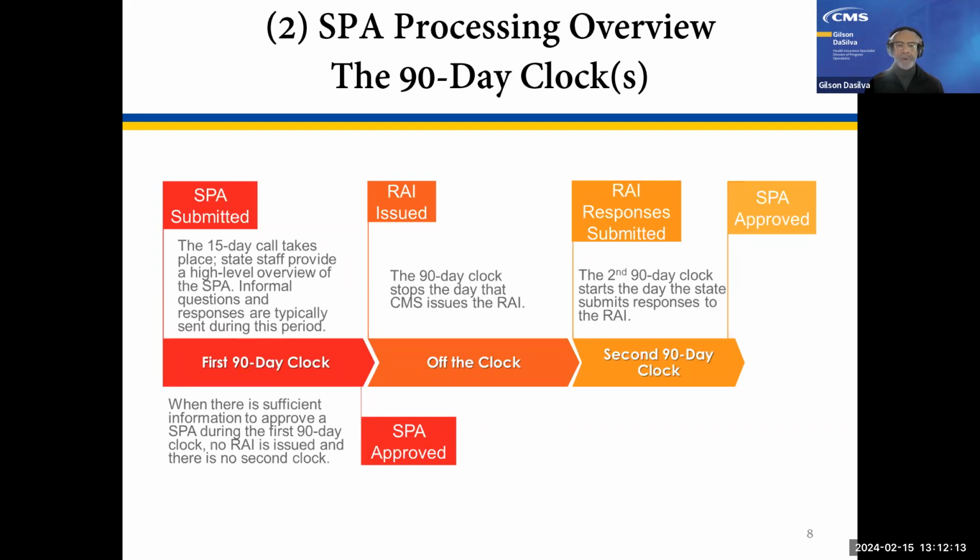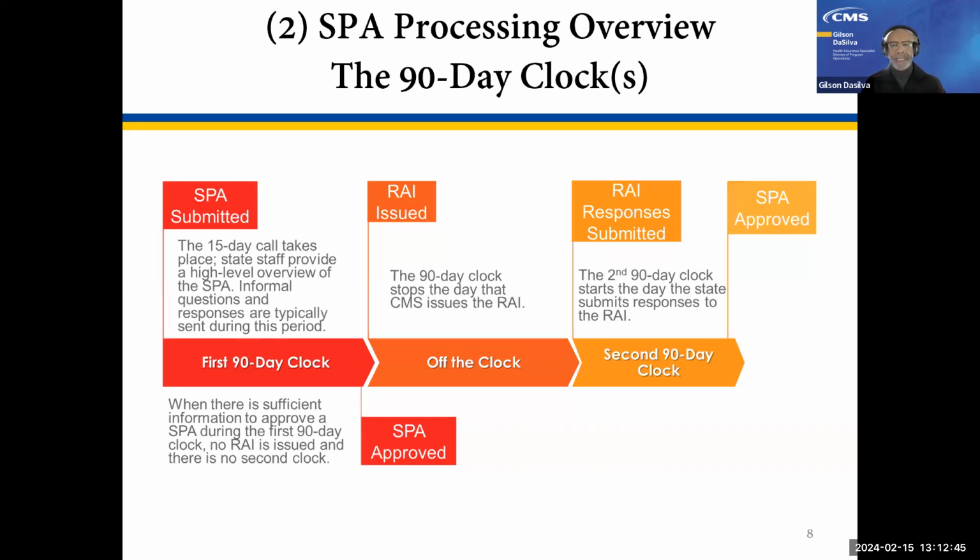When there is sufficient information to approve a SPA during the first 90-day clock, no RAI or request for additional information is issued, and there is no second clock. And then the next step is simply for CMS to approve the SPA. However, if there are issues for the approval of the SPA during the first 90-day clock, CMS will then issue an RAI, a request for additional information, and that places the SPA off the clock, as you see on the slide. The 90-day clock stops the day that CMS issues the RAI.